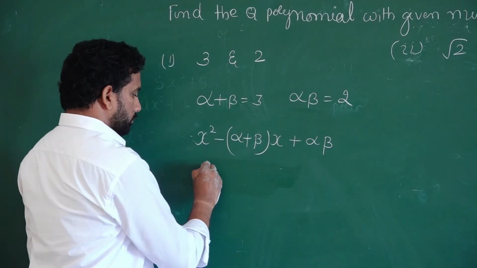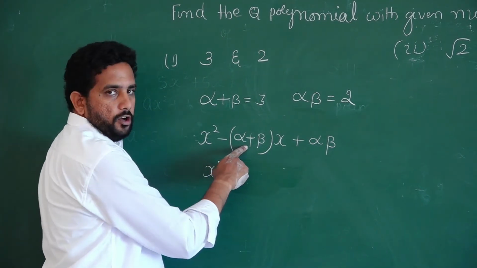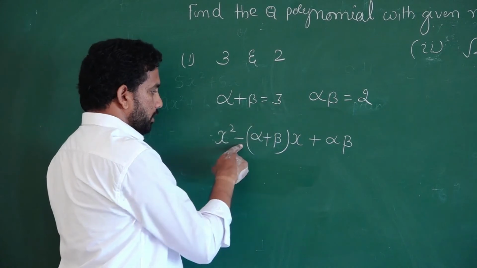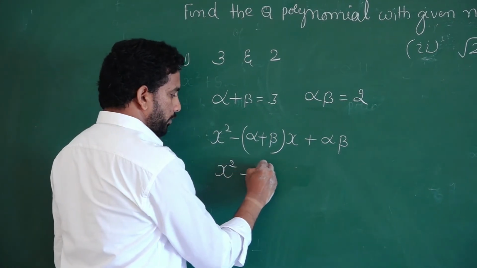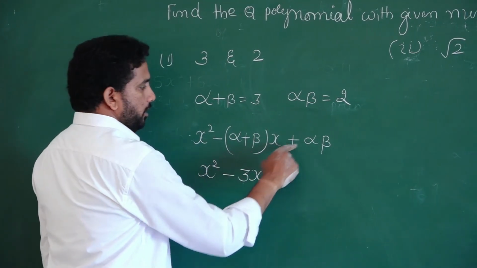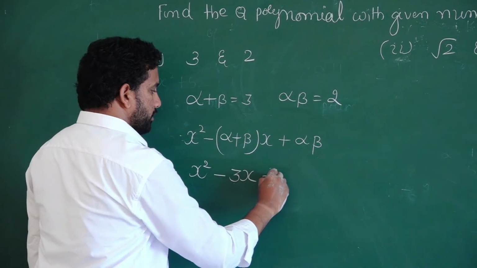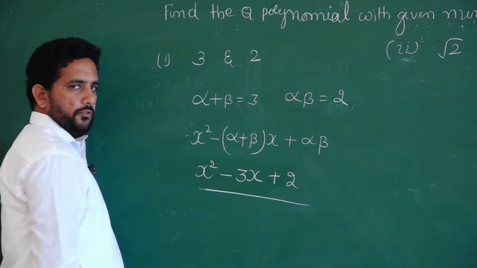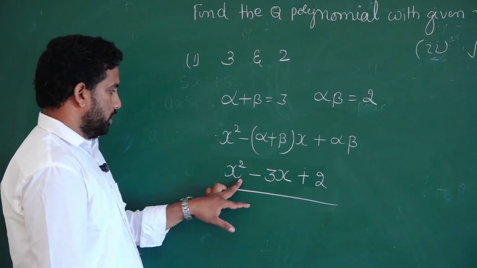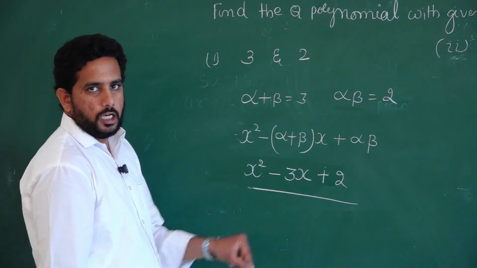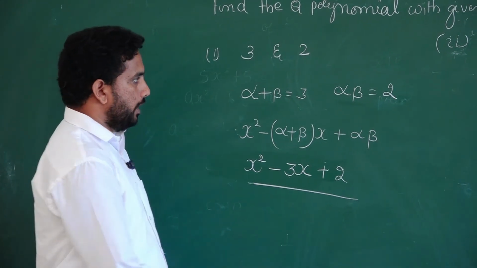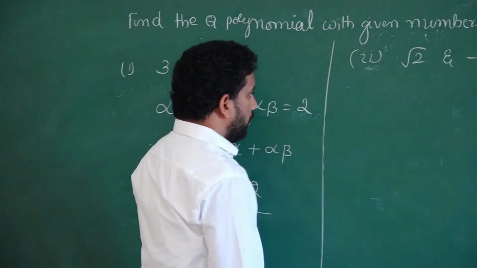So that is x square, in the place of alpha plus beta we have to substitute 3. So minus symbol is also important. So we get minus 3x and alpha beta is equal to 2, plus 2. So this is the required quadratic equation. X square minus 3x plus 2 is the required quadratic equation.